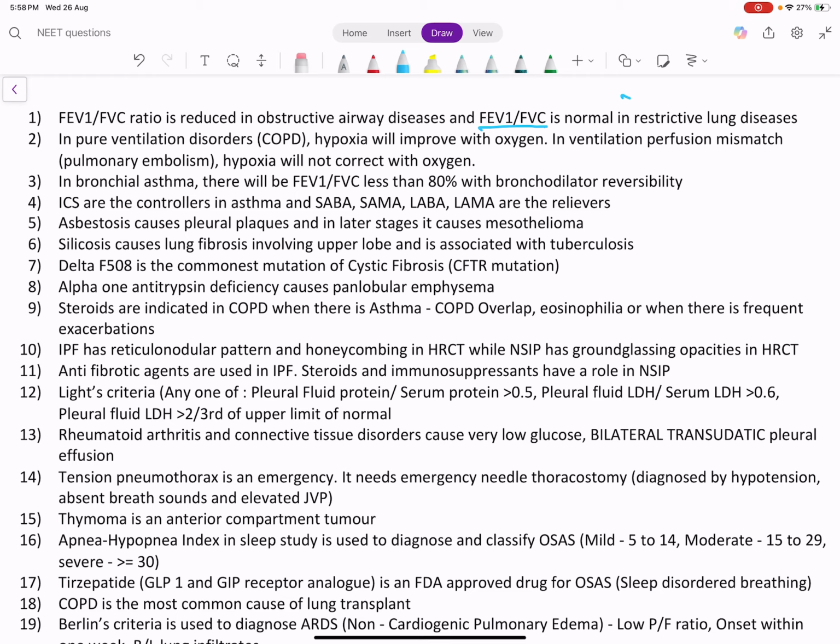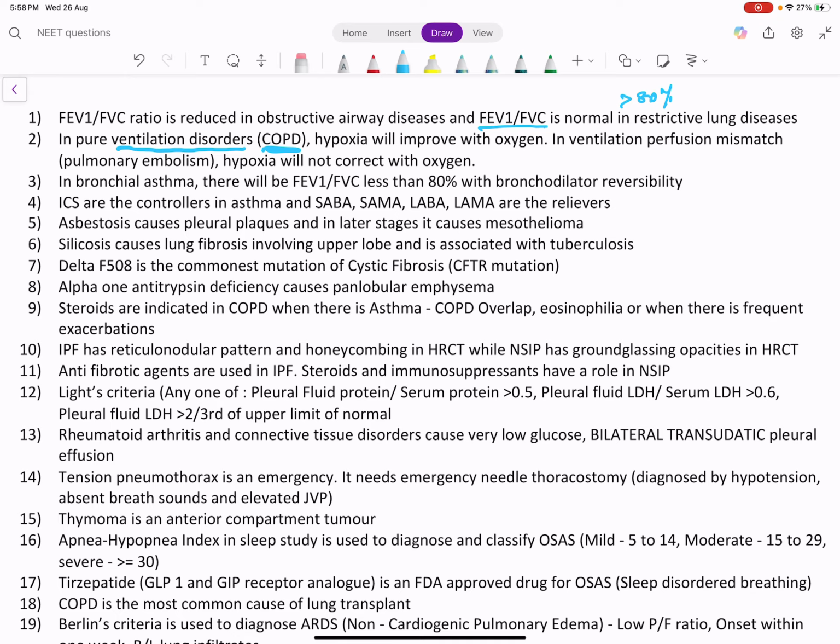So the FEV1 by FVC ratio is more than 80% in restrictive lung disease. It is less than 80% in bronchial asthma and less than 70% in COPD. In pure ventilation disorders, so these are some physiological concepts, COPD is a pure ventilation disorder.